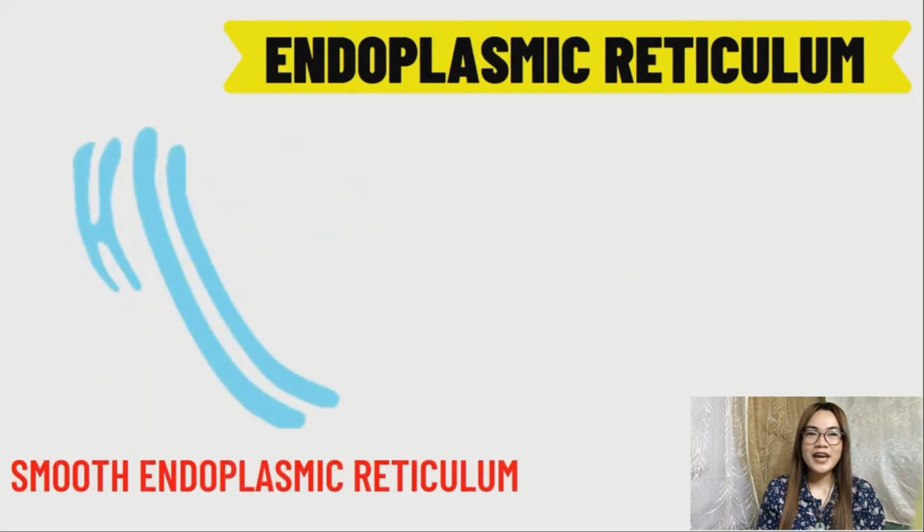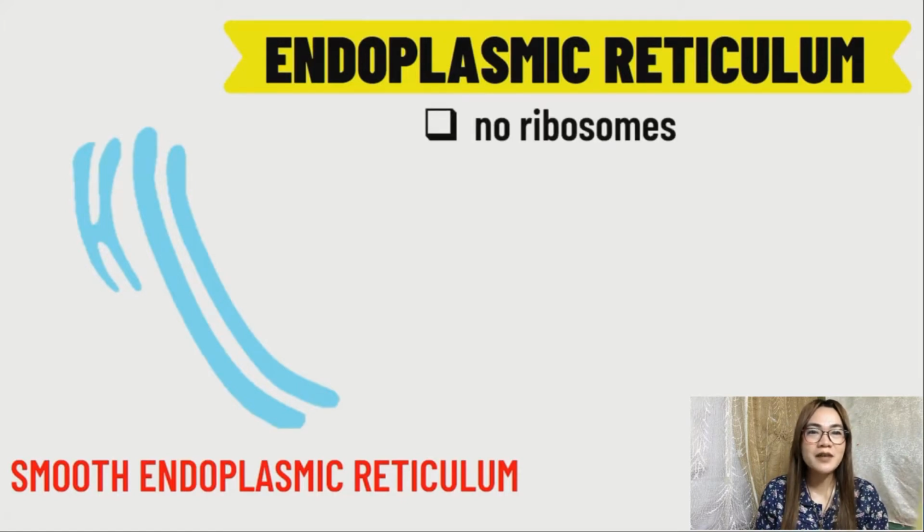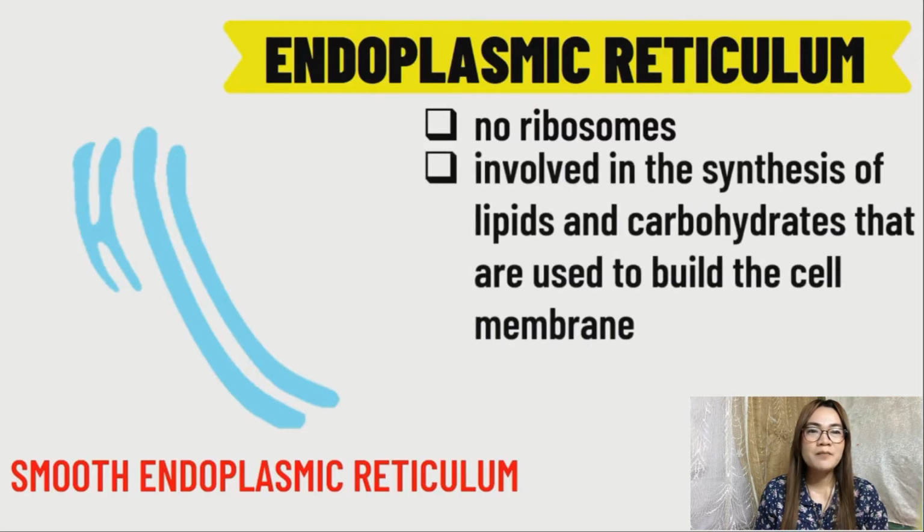On the other hand, the smooth endoplasmic reticulum appears to be smooth because its surface doesn't contain ribosomes. It is involved in the synthesis of lipids and carbohydrates that are used to build the cell membrane.